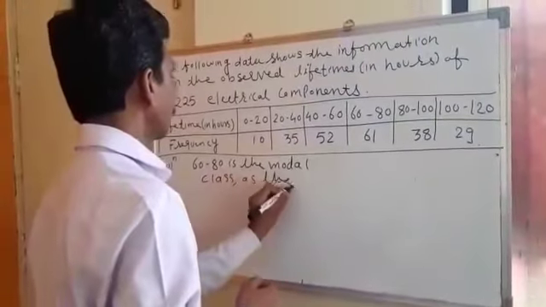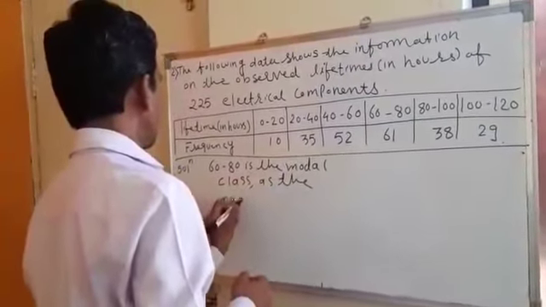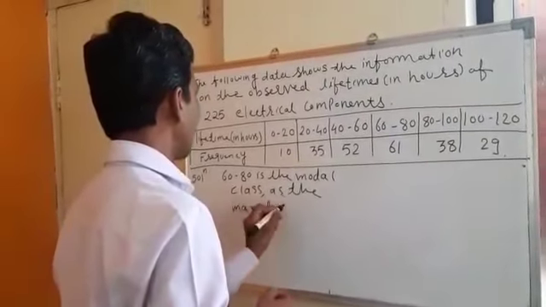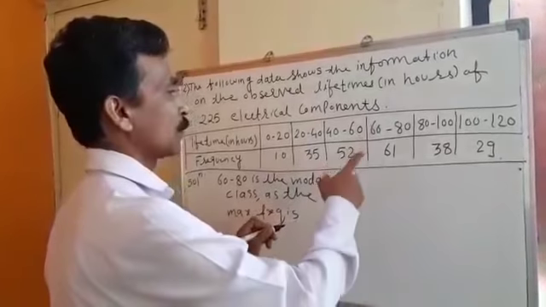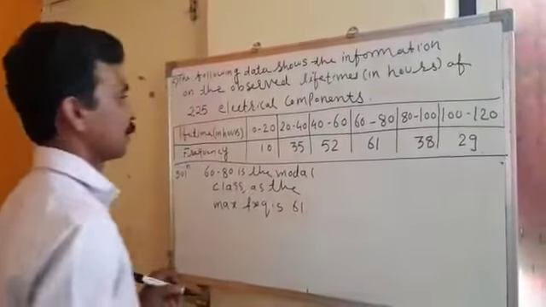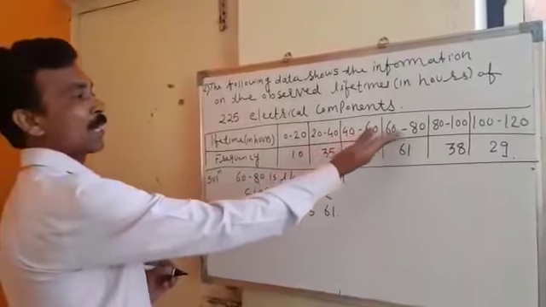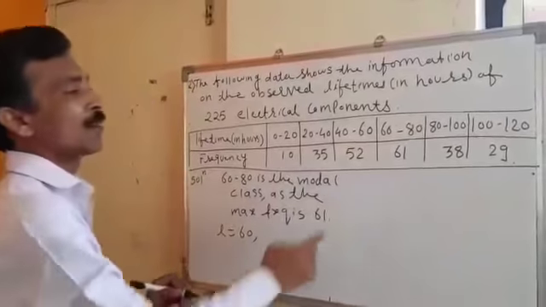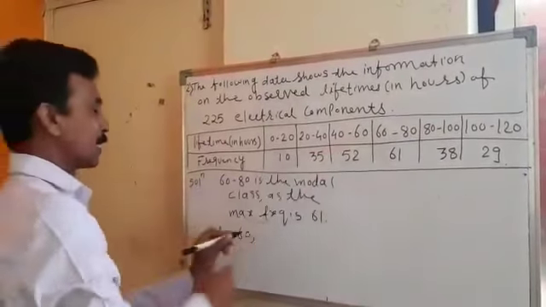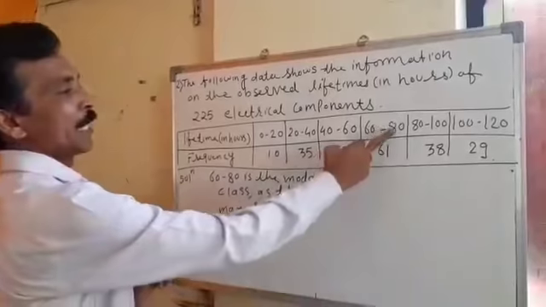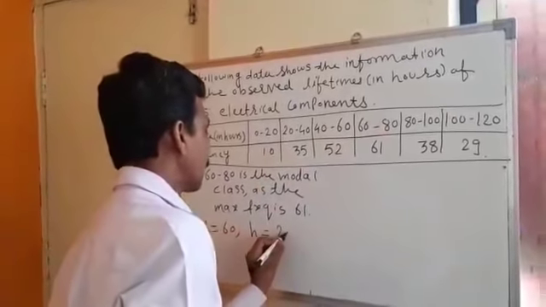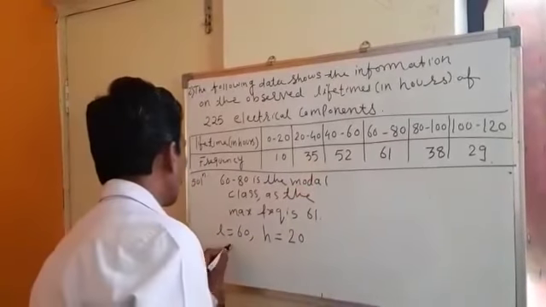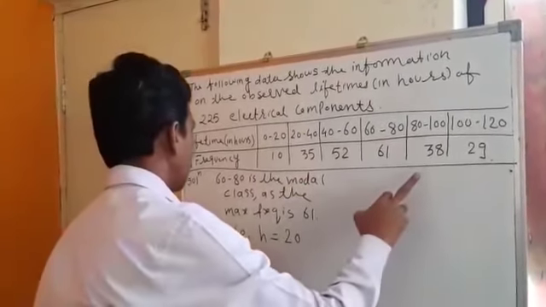As the maximum frequency is 61. Now from this modal class we have to take the lower limit. Lower limit L is equal to 60. We have to take the class size. Class size is H. H is equal to 80 minus 60, that is equal to 20. F2 is equal to 38.